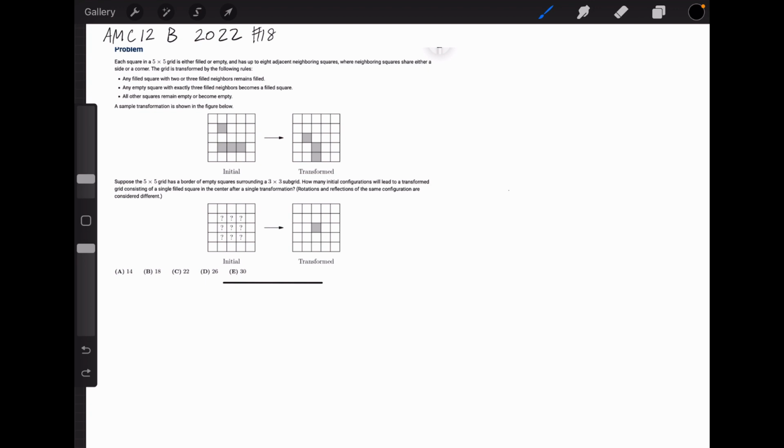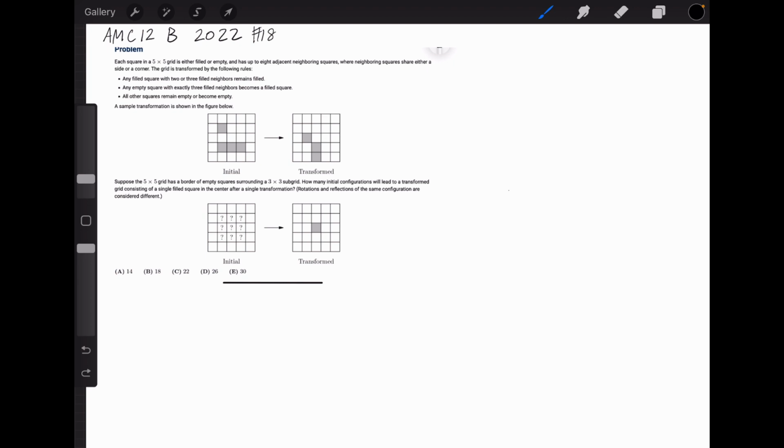Let's go through question 18 on 2022 AMC 12B. Each square in a 5x5 grid is either filled or empty. It has up to 8 adjacent neighboring squares, where neighboring squares share either a side or a corner. The grid is transformed by the following rules.